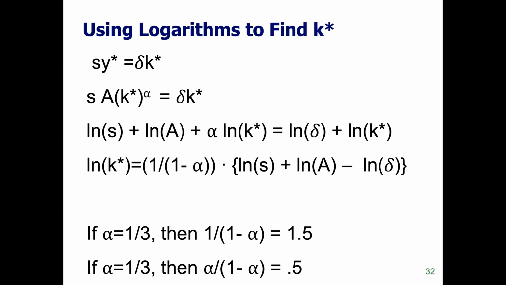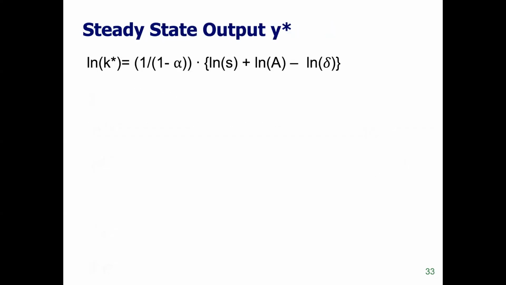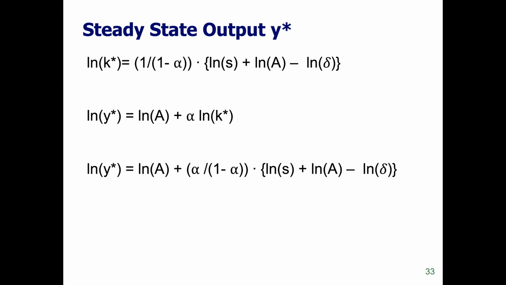What I want to do now is find steady state output as well. So we know that log of K star is 1 over 1 minus alpha, which in this case is 1.5, times the quantity log S plus log A minus log delta. I'm not speaking every last parenthesis, but you can see it in front of you. Let's now plug in for log of steady state output. Log of Y star equals log A plus alpha log K star. Just substituting in, I get this. But now I want to combine the two terms involving log A.